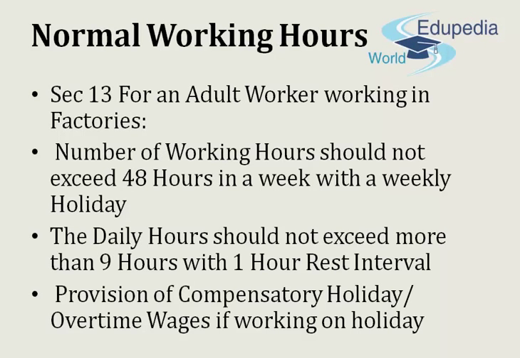Section 13 mentions the normal working hours for different types of employees. It says, for an adult worker working in factories, number 1, the number of working hours should not exceed 48 hours in a week with a weekly holiday. Number 2, the daily hours should not exceed more than 9 hours with a compulsory 1 hour rest interval. Number 3, provision of compensatory holiday; overtime wages if working on a holiday have to be paid.